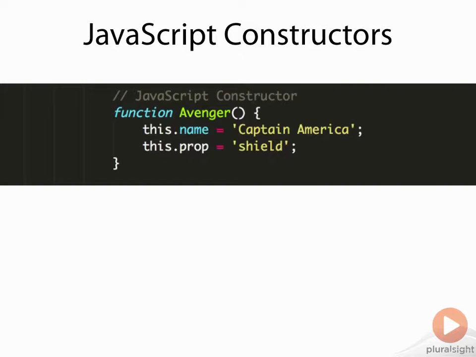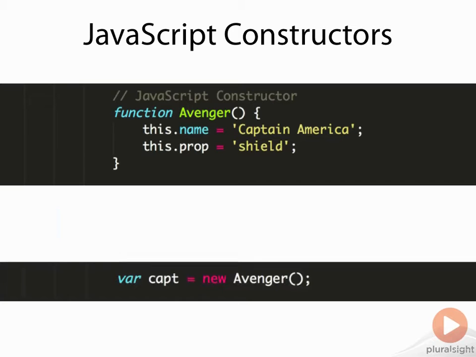Well, to answer that, let's consider plain old vanilla JavaScript. Here we see a JavaScript function that's a constructor for an Avenger object. We can create an instance of an Avenger and set properties on that object. Every time we new up an Avenger, we get a new instance.